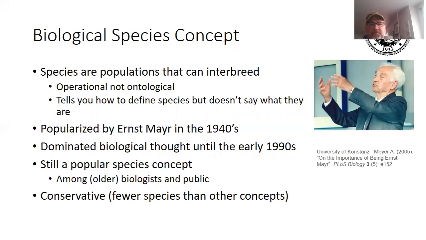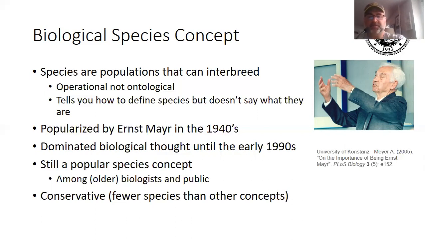Okay. So Ernst Mayr popularized this definition using interbreeding as the hallmark of how to determine species. That dominated from the 1940s to the 1990s, and it's very much a popular species concept today. It's probably still in introductory biology textbooks. I know you still find it in evolutionary textbooks, but it's slowly being replaced by newer species concepts.